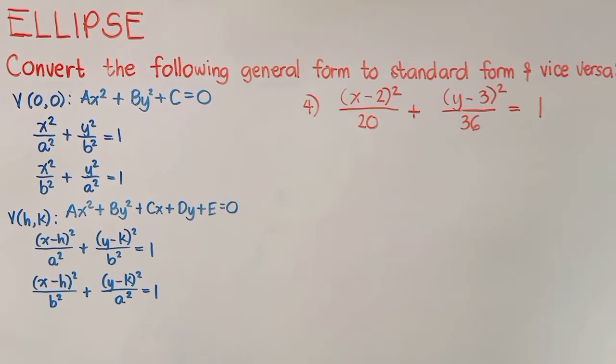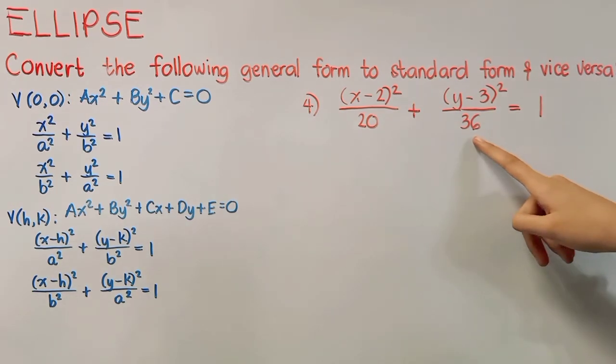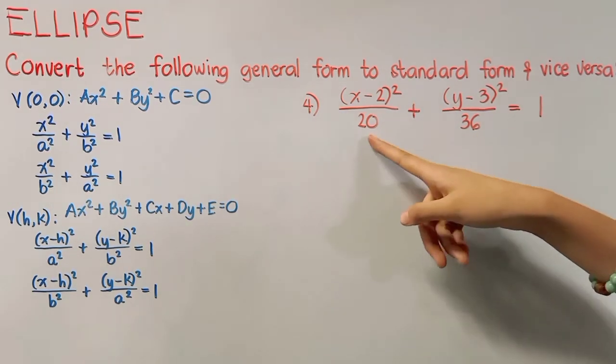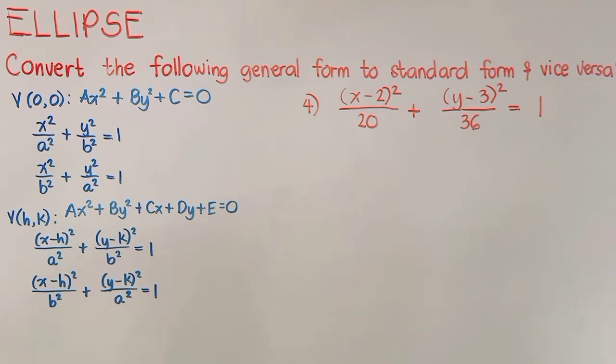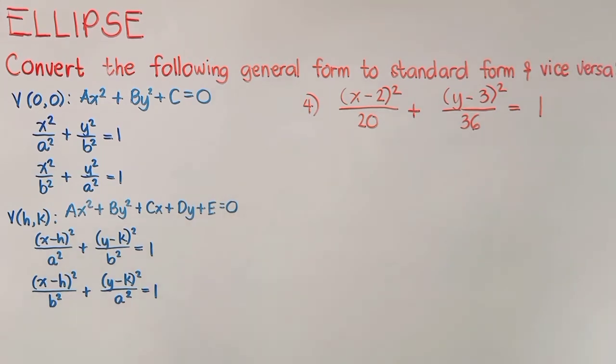Let us now proceed to the next item. As you can see, this is still in standard form with vertex hk. 36 is our a squared, while 20 is our b squared. Therefore, our given is actually in this standard form. Our goal is to come up with this general form.